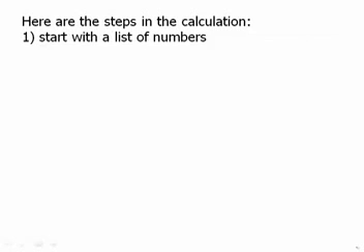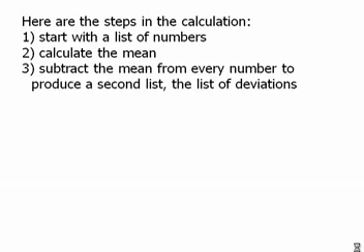Here are the steps in the calculation. So first of all, we start with a list of numbers. We have to find the mean. As we said, we subtract the mean, and this creates a second list, the list of deviations.